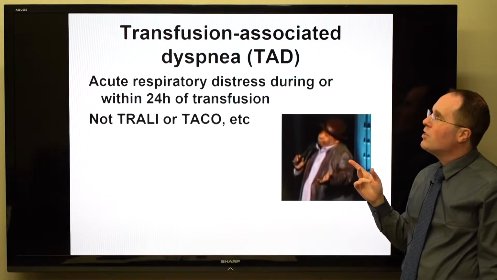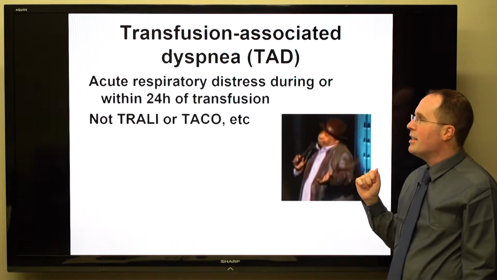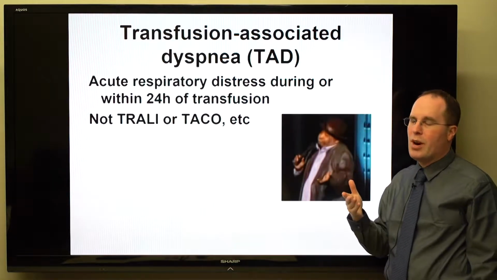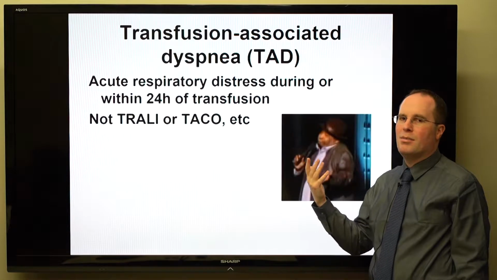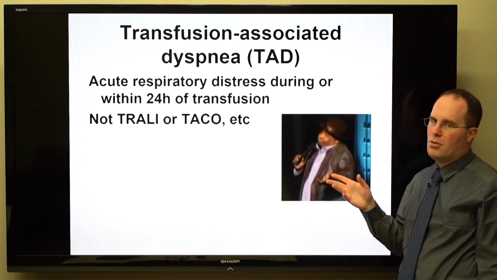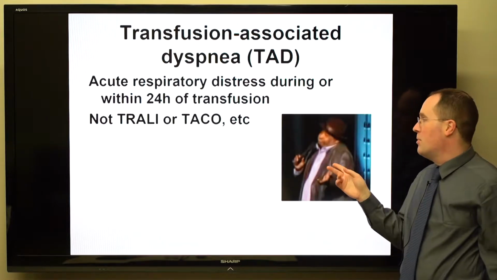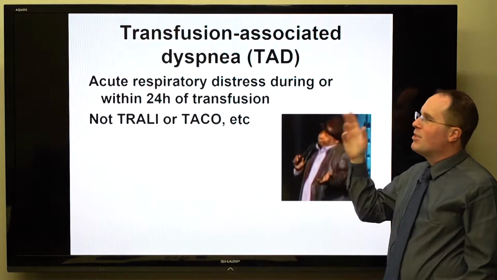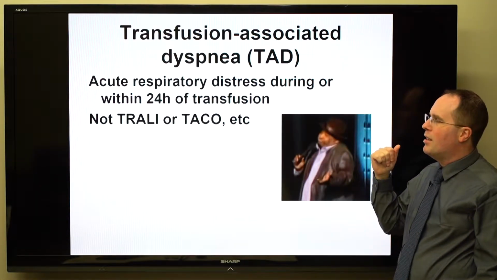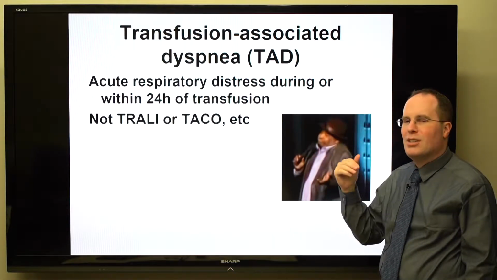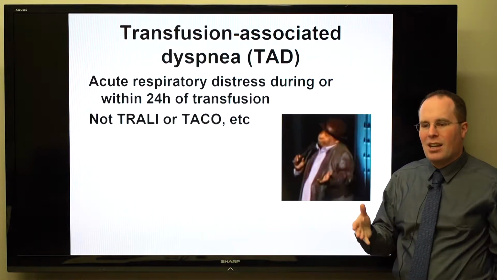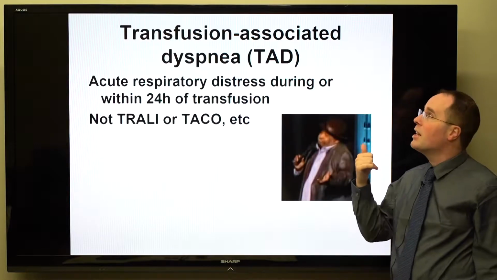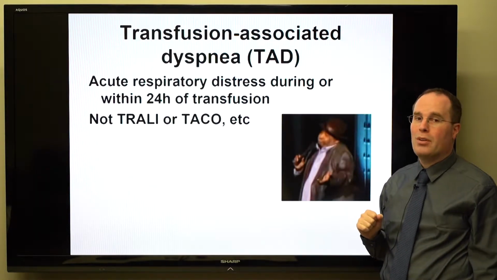Then I want to say one word about transfusion-associated dyspnea, or TAD, as I call it. This is acute respiratory distress during transfusion or within 24 hours after transfusion, and it doesn't fit the criteria for TRALI or TACO. So this is kind of a wastebasket term. When you see respiratory distress, you think it's due to transfusion, but you can't call it TRALI and you can't call it TACO. Instead of just calling it nothing, now we have a term in the CDC transfusion reaction guidelines, transfusion-associated dyspnea. We could stamp TAD on the report.